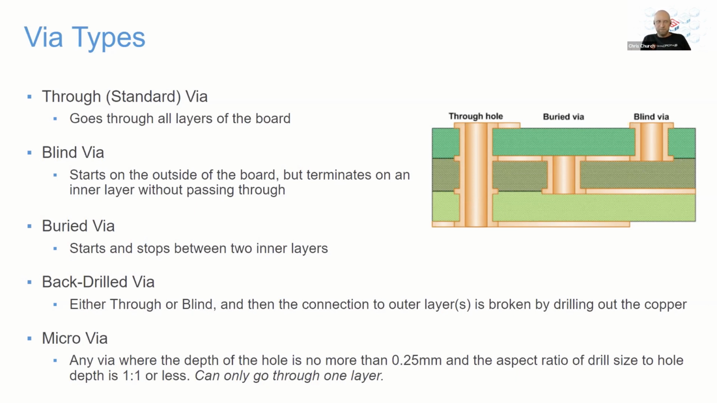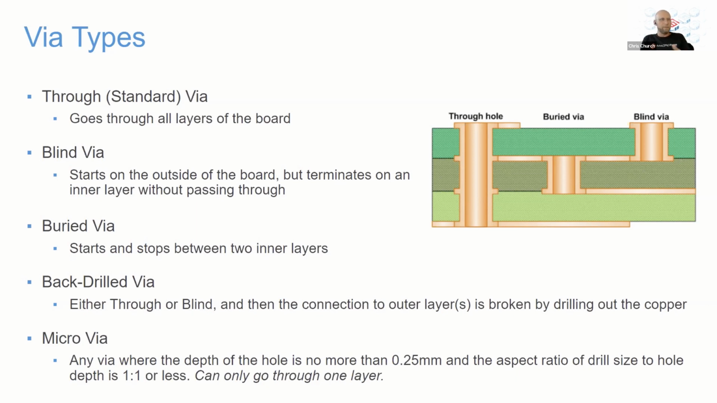The very simple difference between these, right, is a through via goes through all layers of the board. A buried via will be only going through two or more inner layers of the board and will not touch any outer layers. And a blind via will start on an outer layer and then end in an inner layer and not go all the way through.